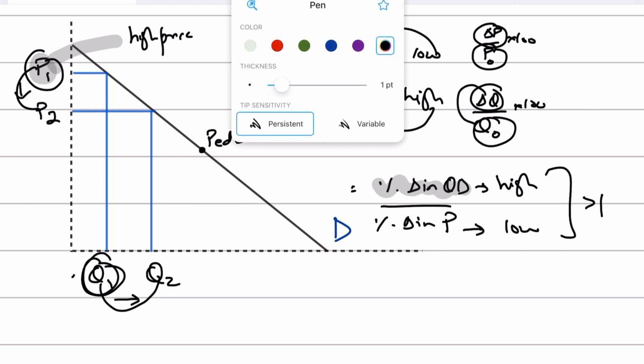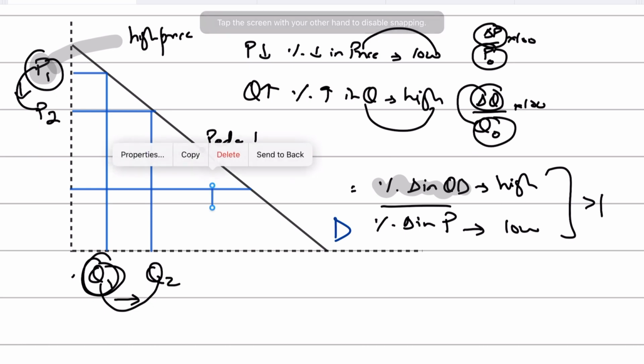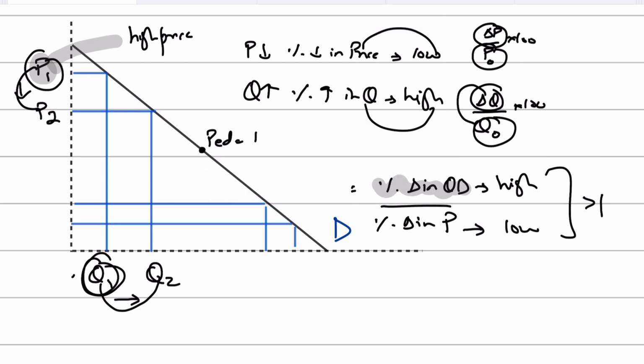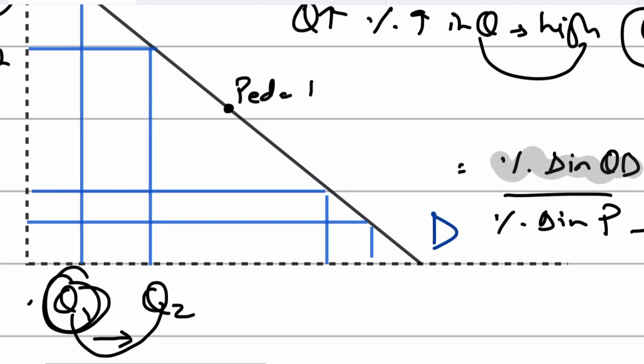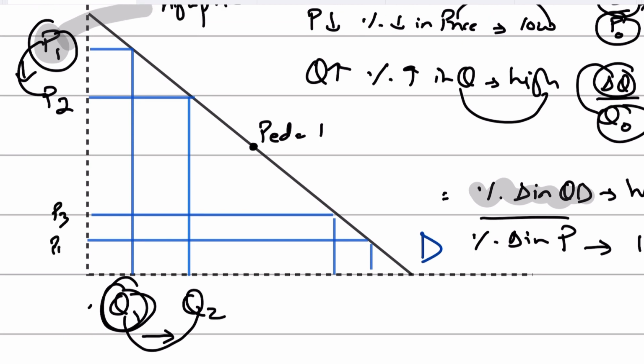The reason why this is the inelastic region is because here your prices are quite low, right? Let's say here your prices are quite low while your quantity demanded is quite high relative to all the possible quantities. So the price is low, let's say P3, P4, and the quantities are Q3, Q4.